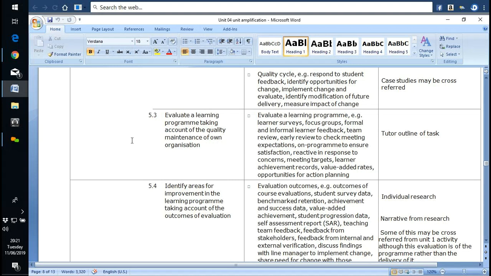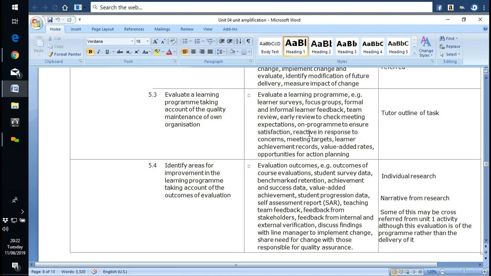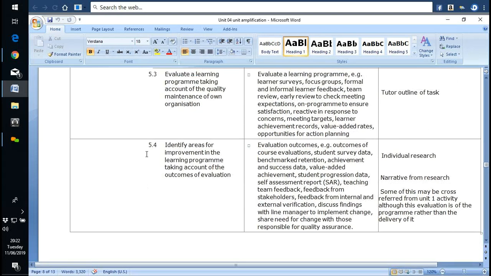Mm-hmm. So again, you plan the program. You're looking to evaluate that plan, yeah. Mm-hmm. And if you've started to run it, you can then put any feedback into there from what you've seen. So the evaluation will include negatives as well as positives if there are any. Yeah. Okay. So that's basically 5.3. And 5.4 is identifying improvement in the learning program. So that's just following on from that one.